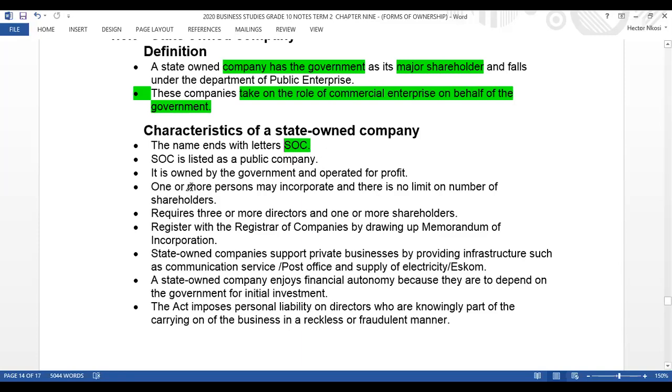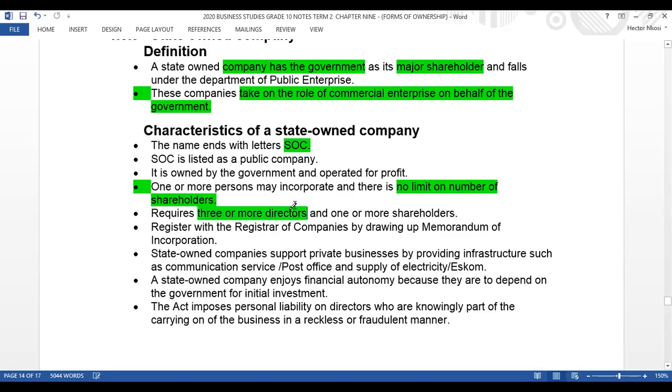All right. Now, one or more persons may incorporate, and there is no limit on the number of shareholders. So, very important: we don't have any limitation when it comes to the number of shareholders, which means we can have 16 or 6 million shareholders, whatever, there is no limitation. Also, it requires 3 or more directors and 1 shareholder. So it needs 3 directors. That's the minimum.